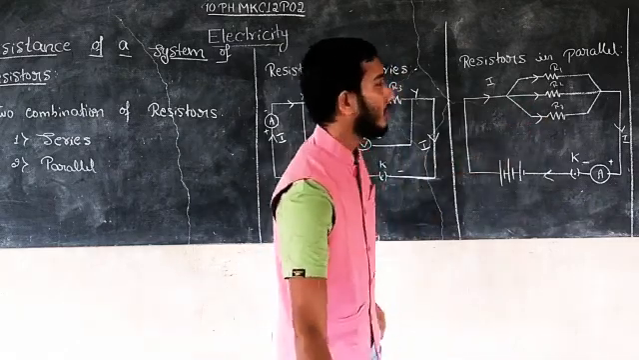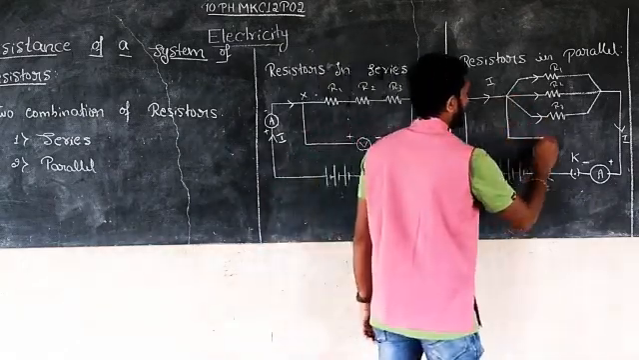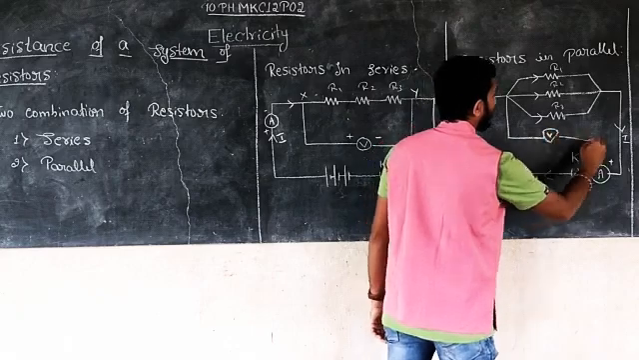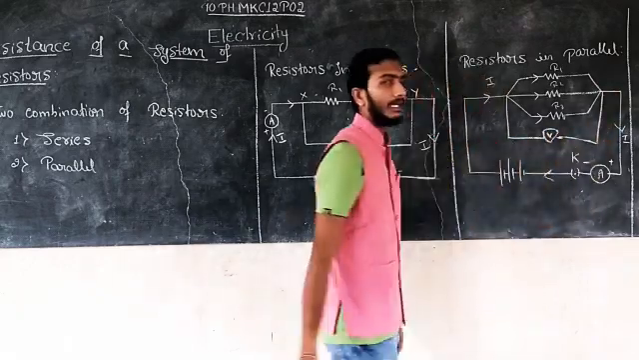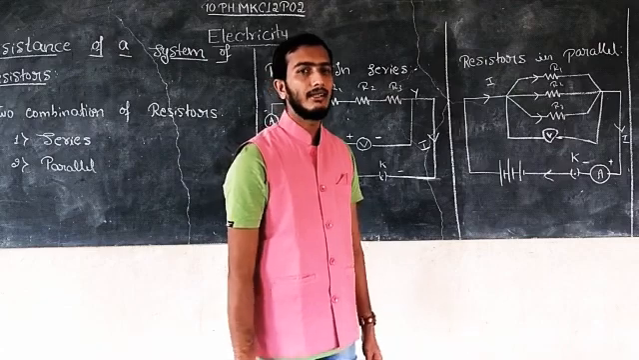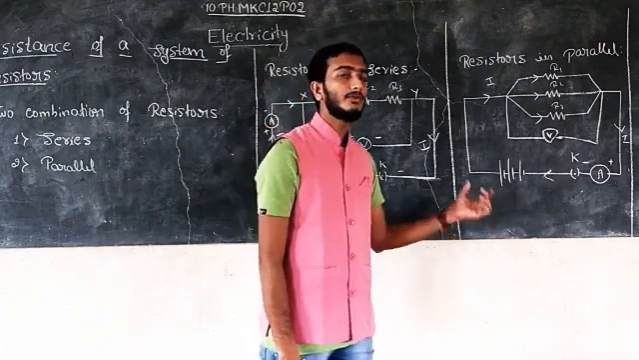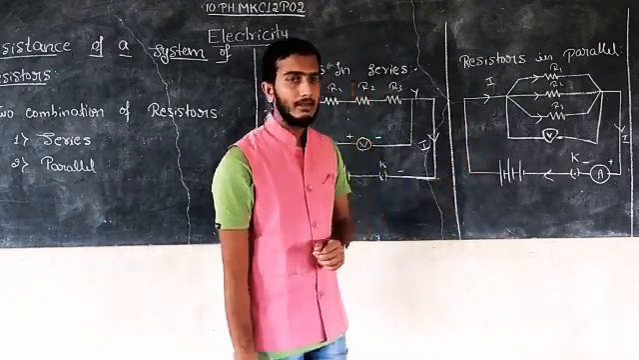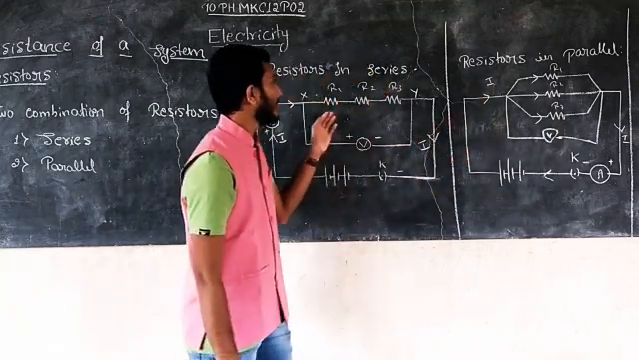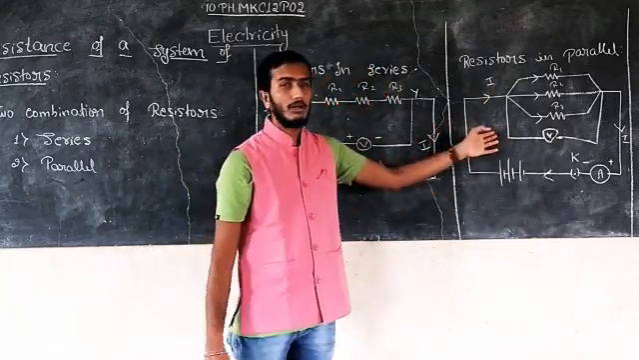Here we are also connecting a voltmeter across the ends of the resistors. This is the connection of a voltmeter. The main application of the voltmeter is to find out how much voltage is across the circuit. Then there are circuit connections of resistors in series and resistors in parallel.